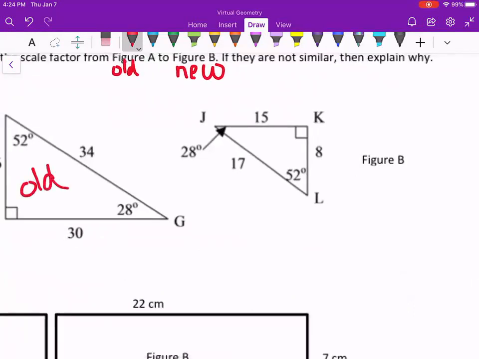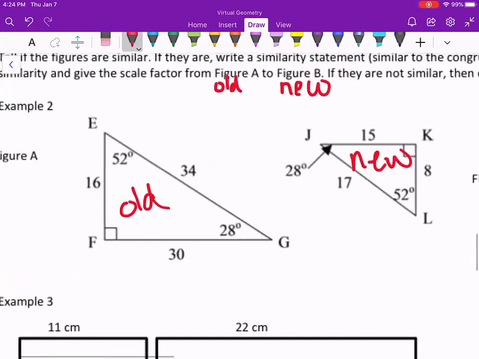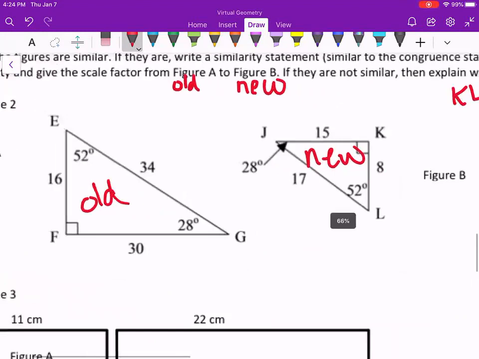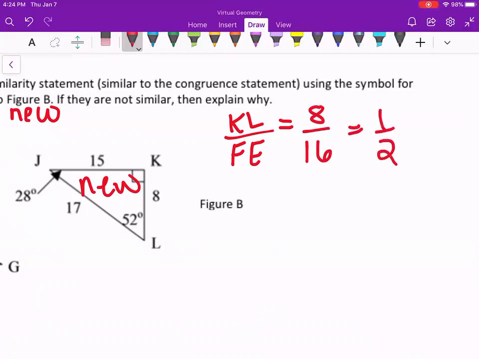So here's the old, there's the new. So let's start with our first set of sides. So now if I'm looking at that side of 8, which is KL, KL matches with FE. So KL over FE means I have 8 over 16 for 1/2.